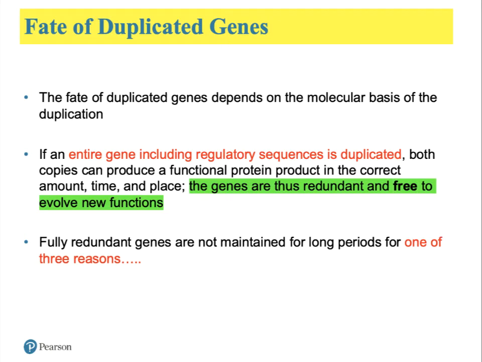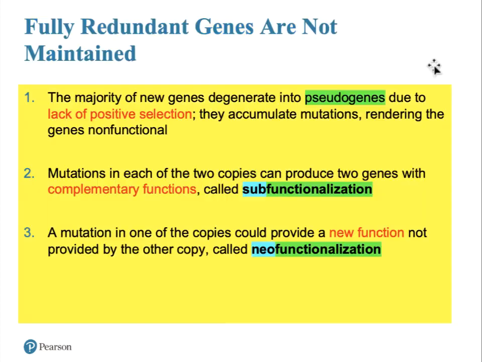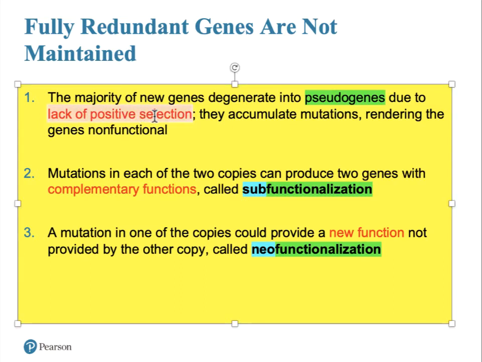The evolutionary pressure on that genome will force one of three outcomes. In the majority of cases, the new gene degenerates and becomes a pseudogene, because the other copy of the gene is enough to maintain the organism. This extra copy then accumulates mutations and it renders it non-functional in the vast majority of cases. These mutations could be in the coding region or in the regulatory region. We call that a lack of positive selection.